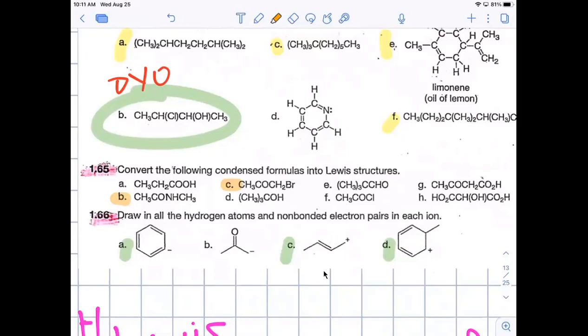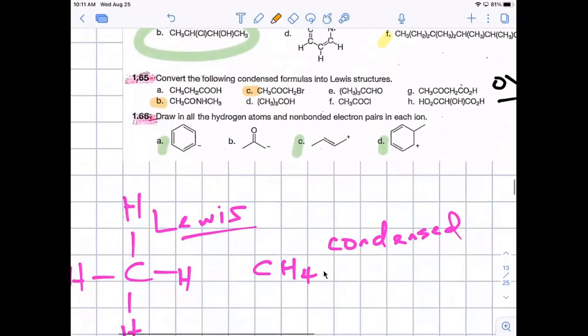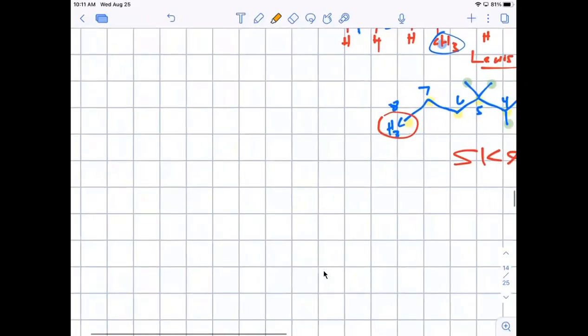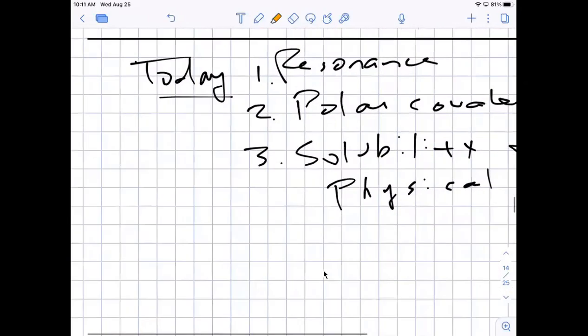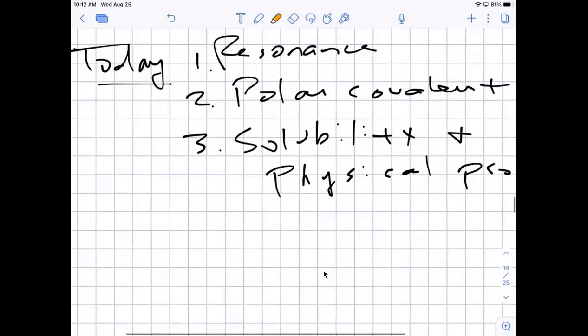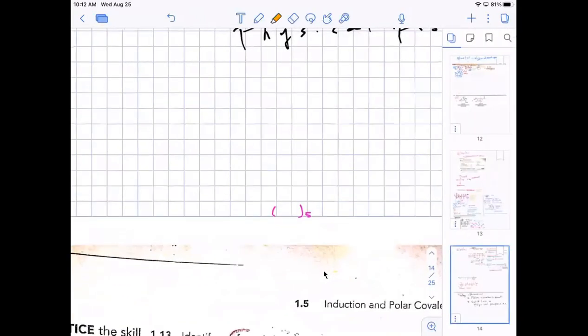All right, and so let's talk about resonance. But before we talk about resonance, I want to touch that second topic first, because resonance is all about sharing electrons. So I want to talk about the second section first, the polar covalent bonds.